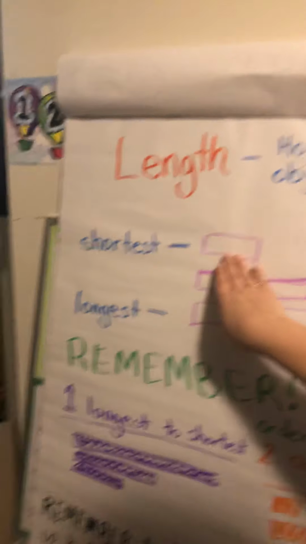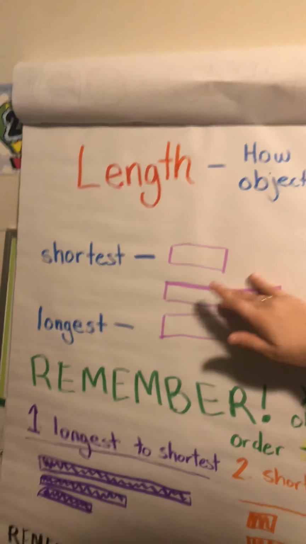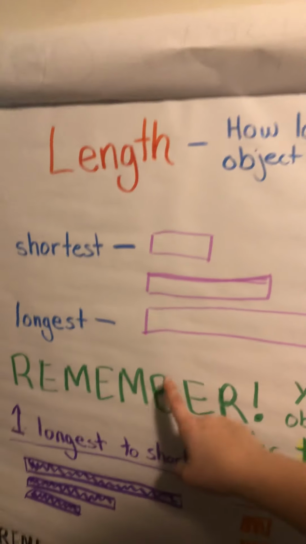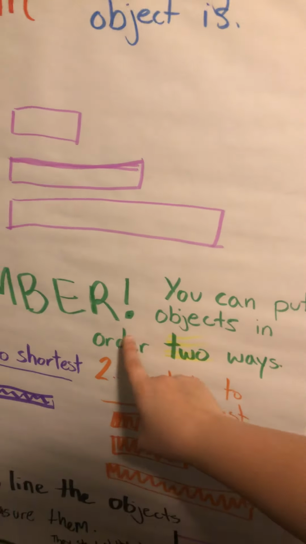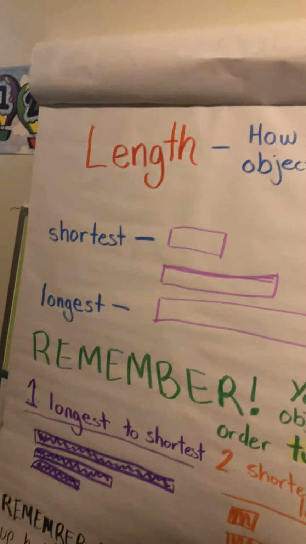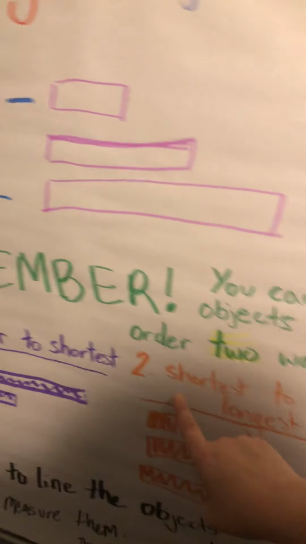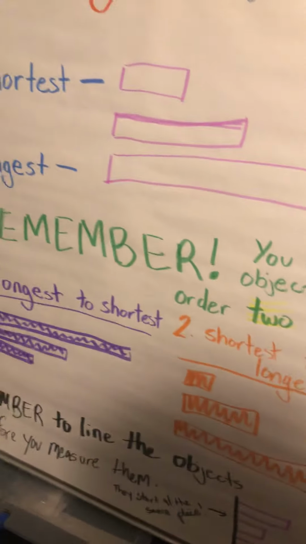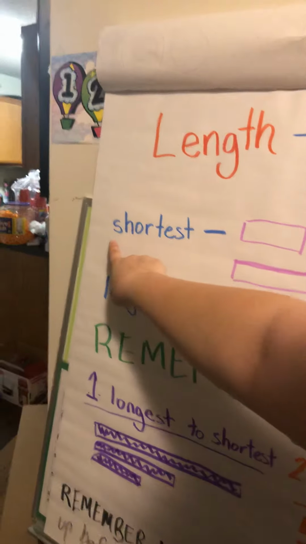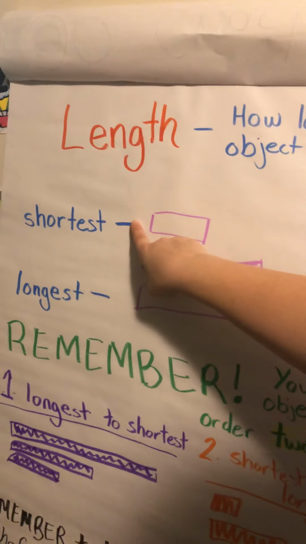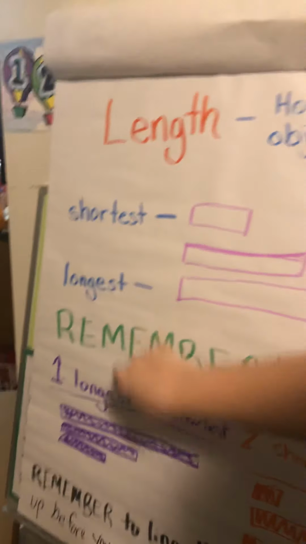You could have a short length, a long length, or something in between. We have to remember though, you can put objects in order two ways when it comes to length. You can put objects from longest to shortest, or shortest to longest. So if I looked up here, I would know this is the shortest. Shortest. This one is the longest. Longest.